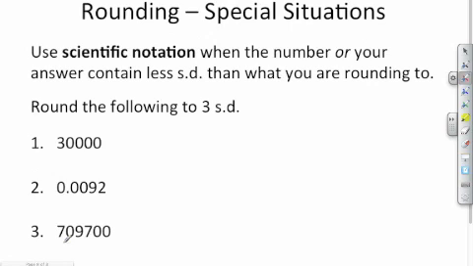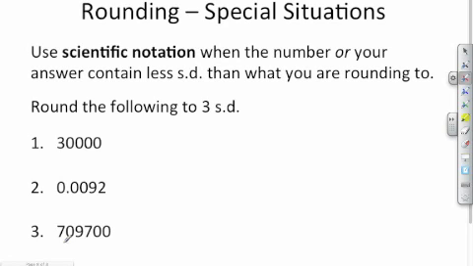Lastly, I want to review some special situations that you might encounter. What am I talking about? I'm talking about a situation where you're asked to round to a certain number of significant digits and you actually have less than the number that you're trying to round to. Now, to get around those type of roadblocks, this is where you're going to use the skill of scientific notation that we've been learning in class so far this year.